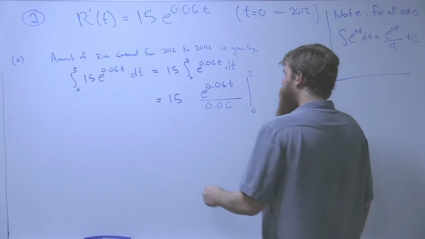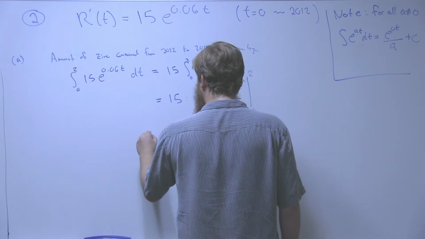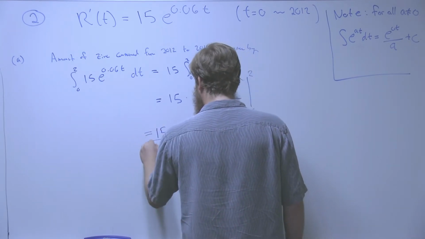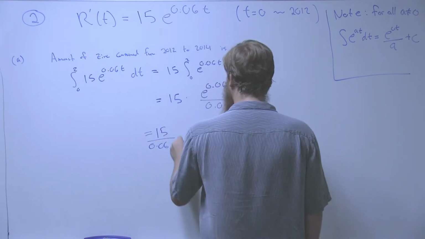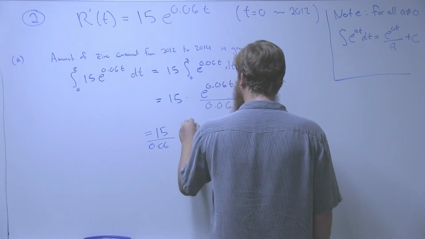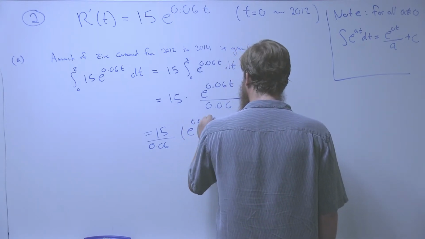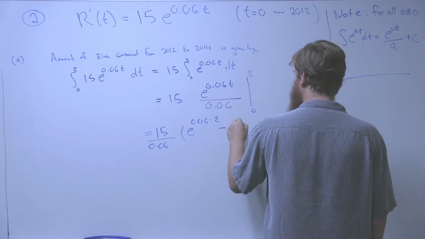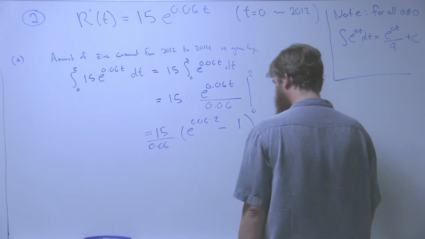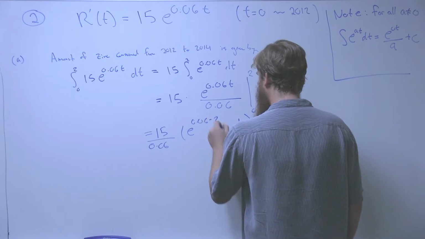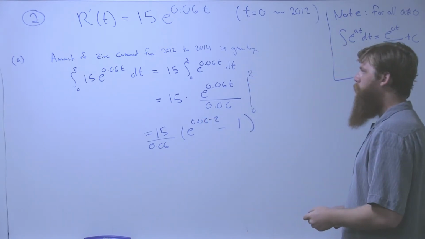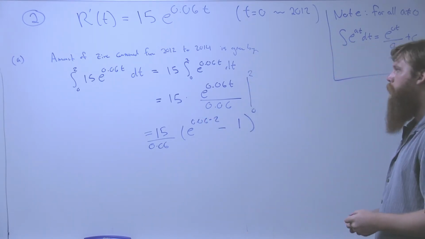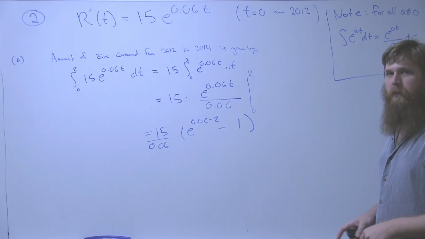Let's figure out what this number is. If I evaluate, I can bring my constants outside, and this will be e to the 0.06 times 2 minus e to the 0.06 times 0, which is just e to the 0, which is 1. Okay, so that's it. That's the amount of zinc that was consumed from 2012 to 2014 under this model. Part B will be in the next video.